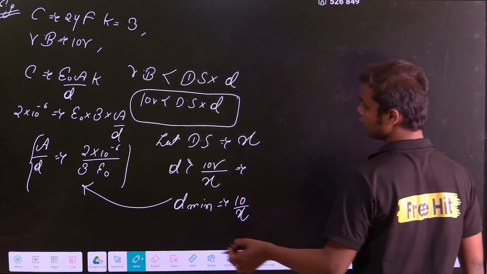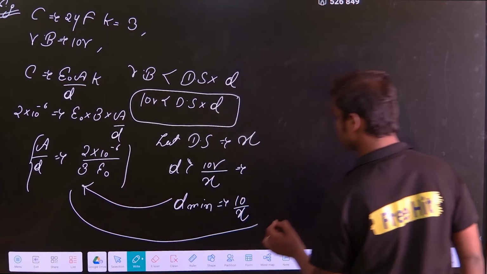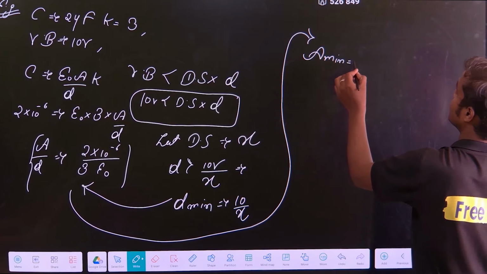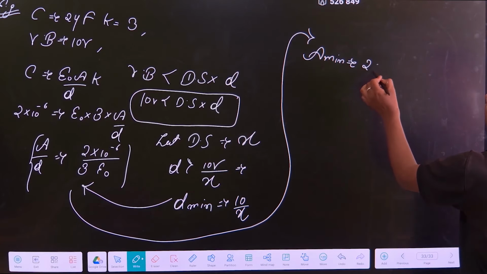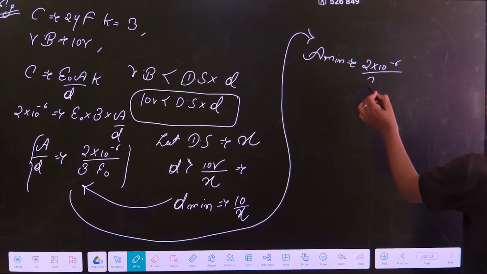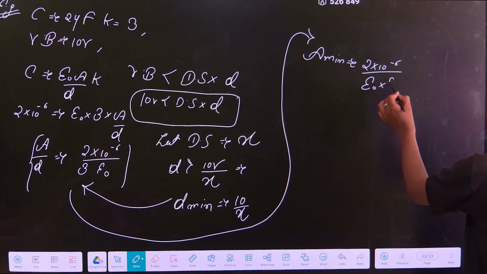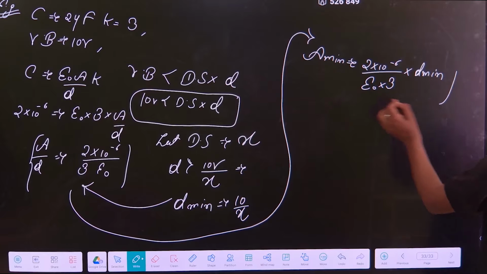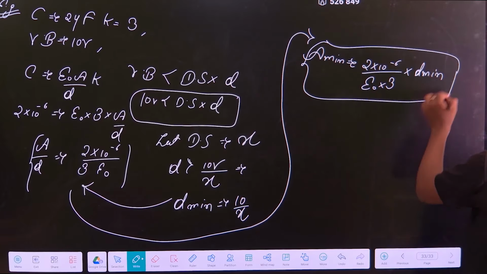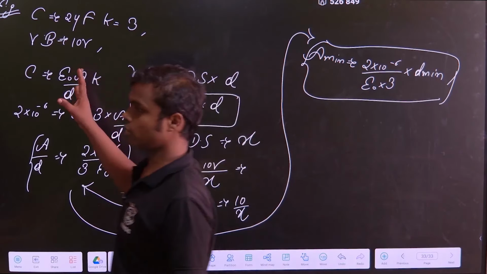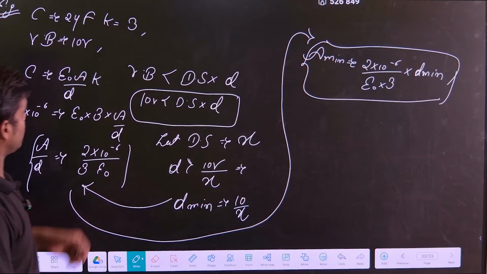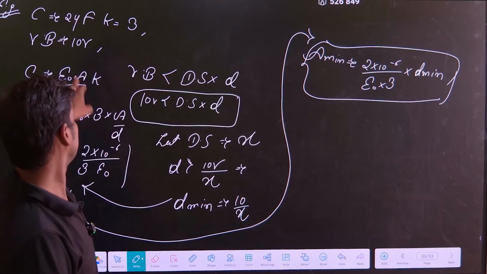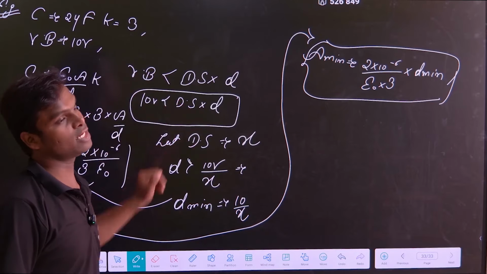So from here, if you put d minimum in this equation, you will get a minimum. What is a minimum? You will get 2 into 10 to the power minus 6 divided by epsilon naught into 3 into d minimum, and d minimum, what we know, that is a minimum. So basically we get the specification for our capacitor. What are the A and d values you have to keep to get that much capacitance, that much breakdown voltage and that much dielectric strength?